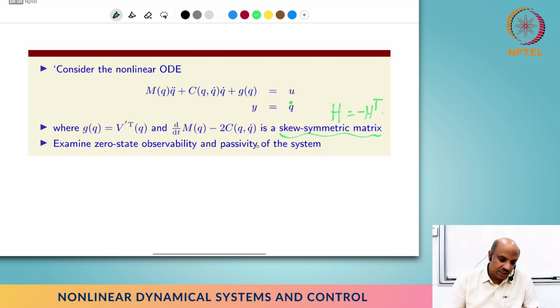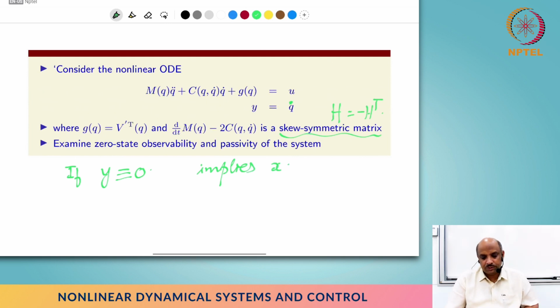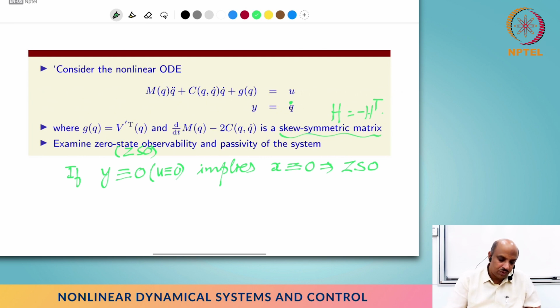So the question here is basically, is this system zero state observable? And then further we can discuss passivity. What is zero state observability? If y equals 0 implies the state is going to be 0, then it's called zero state observable, right? So somehow we need to convince ourselves, if q dot is identically 0, of course along with u equals 0, can we show that q is actually identically 0? Now if q dot is identically 0, then q double dot is going to be identically 0.